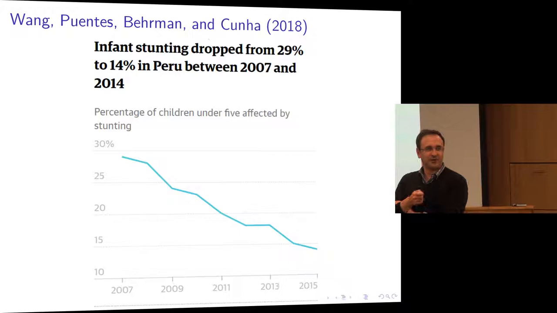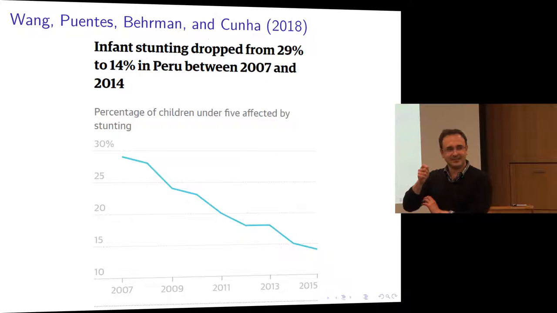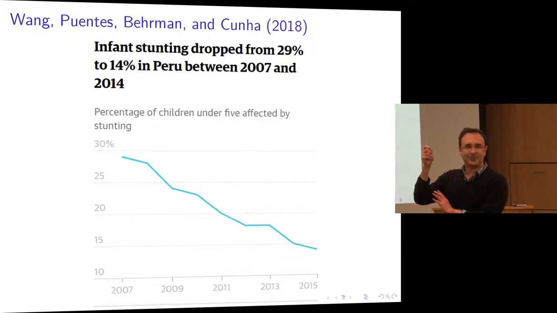And for every child that was measured, they actually had a poster at the entrance of the public health clinic, and they said, on track, not on track, on track, not on track. When they start this, most of the children are not on track, red. Over time, it becomes green, on track, on track, on track.